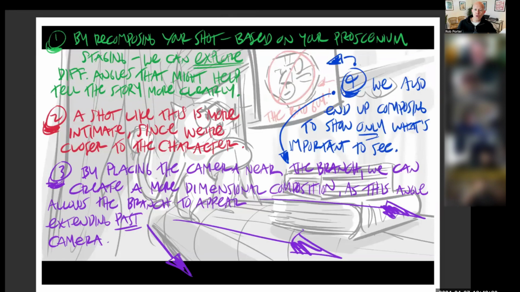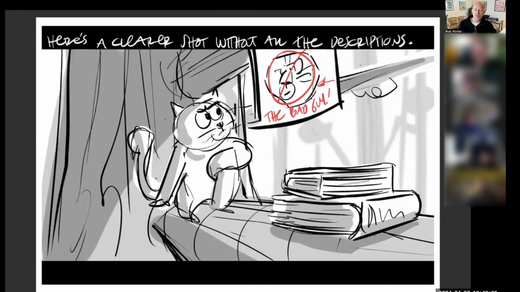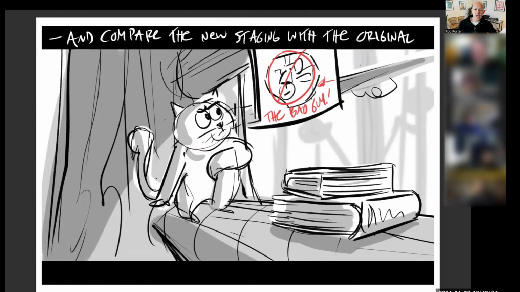Also, part number 4, we also end up composing to show only what's important to see. So here's a clearer shot without all the descriptions. We have a cat looking up and it has a circle slash saying the bad guy, so we know who he wants to kill. And compare the new staging with the original. So we'll go back and forth.